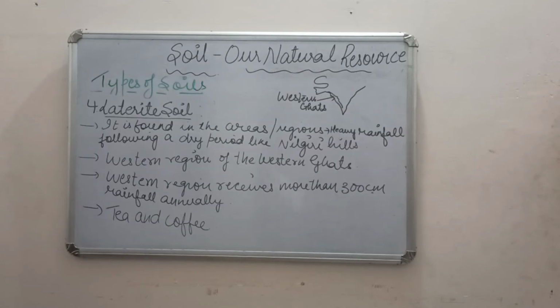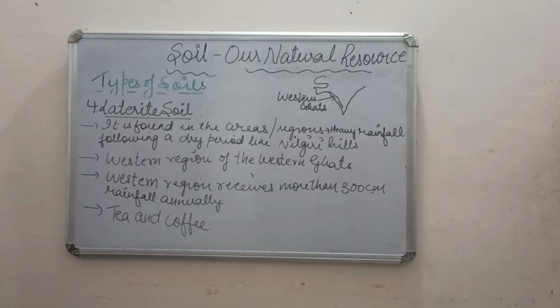Okay. So our next type of soil is laterite. When we talk about the laterite soil, we know that the laterite soil is found in the areas or the regions where we have heavy rainfall following a dry period, like Nilgiri Hills. Yes, that is the best example that we can say, like Nilgiri Hills.